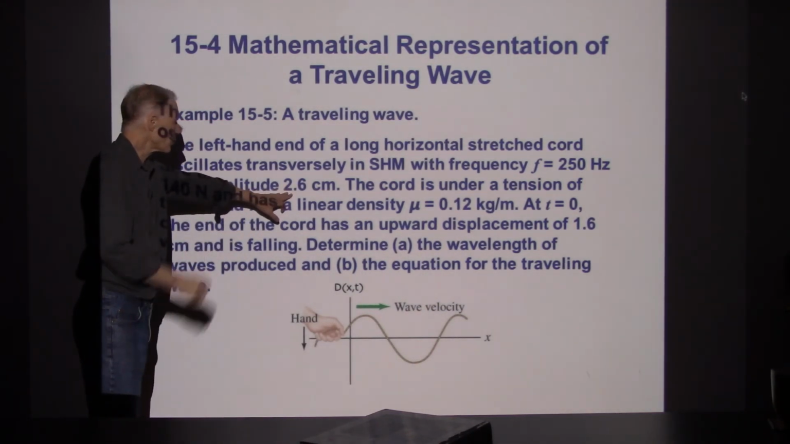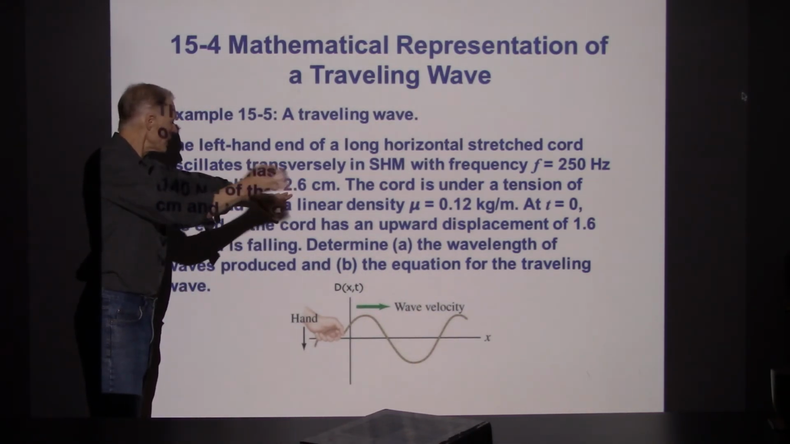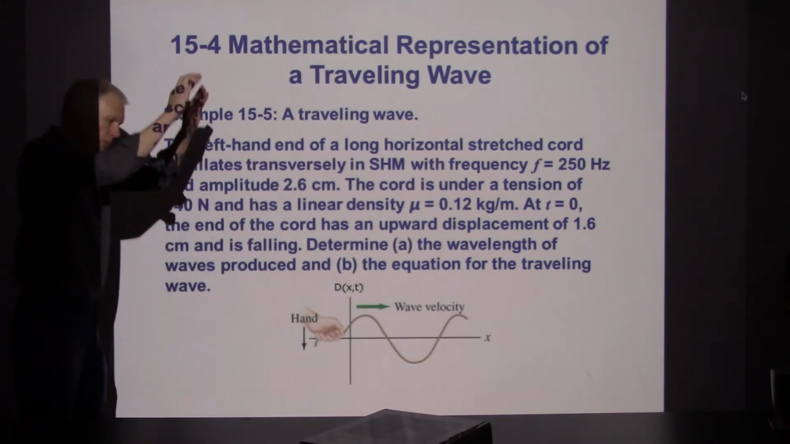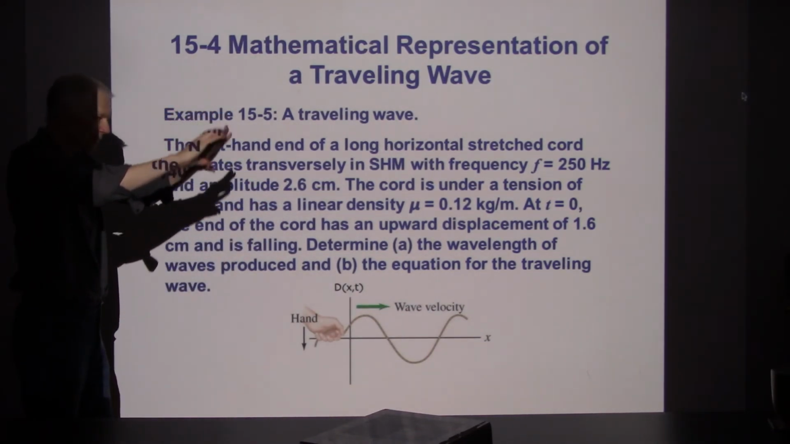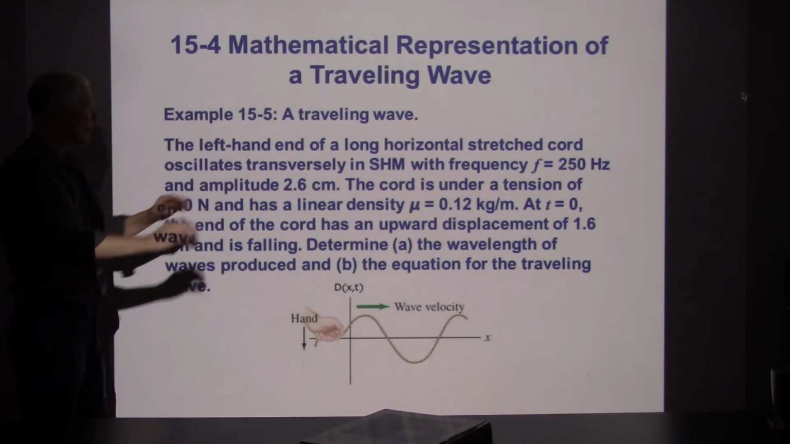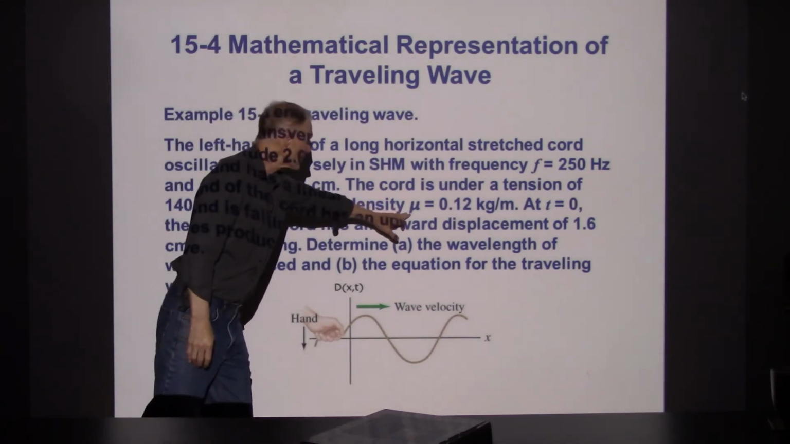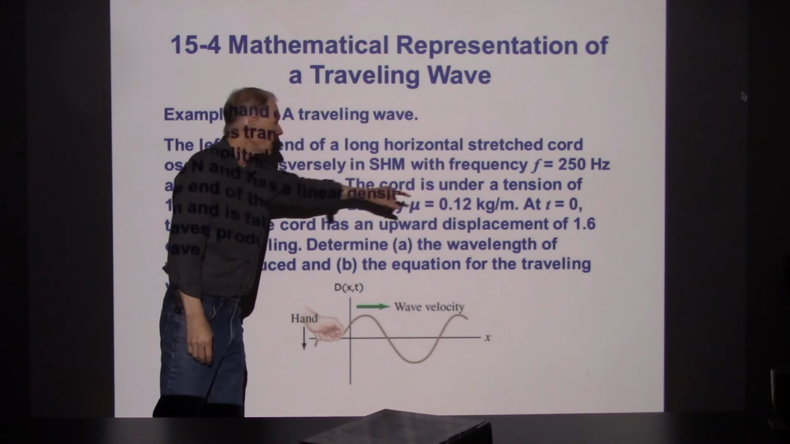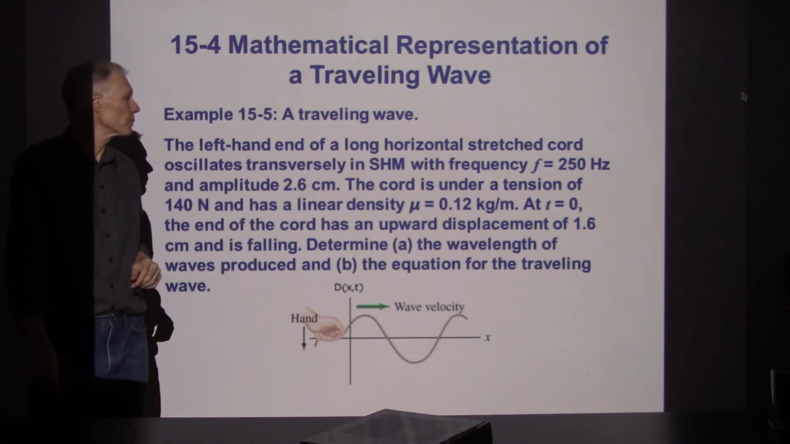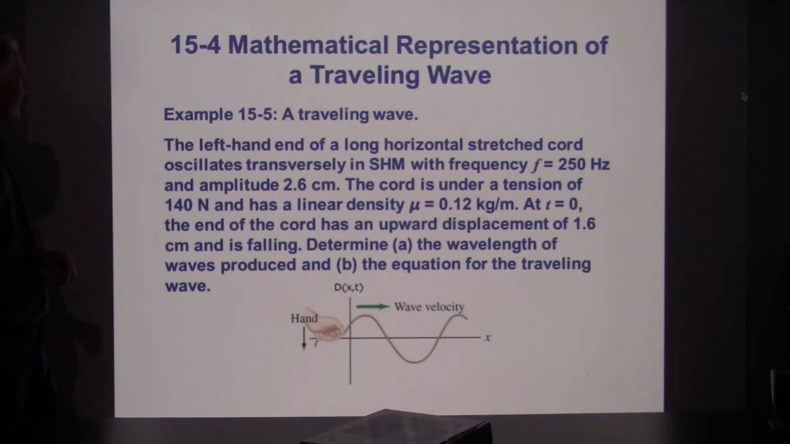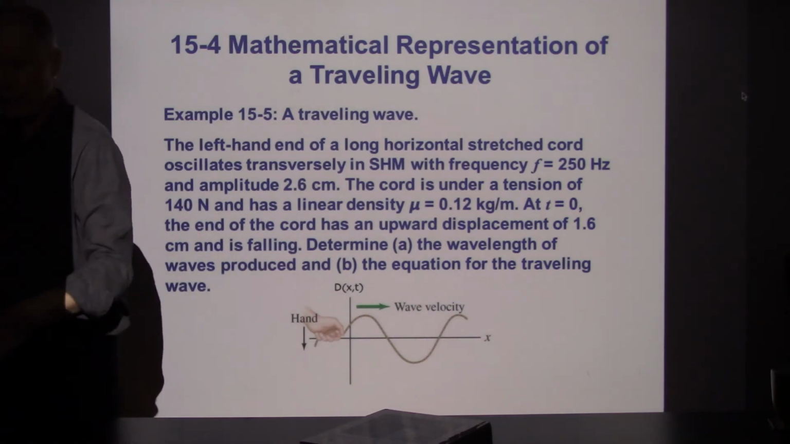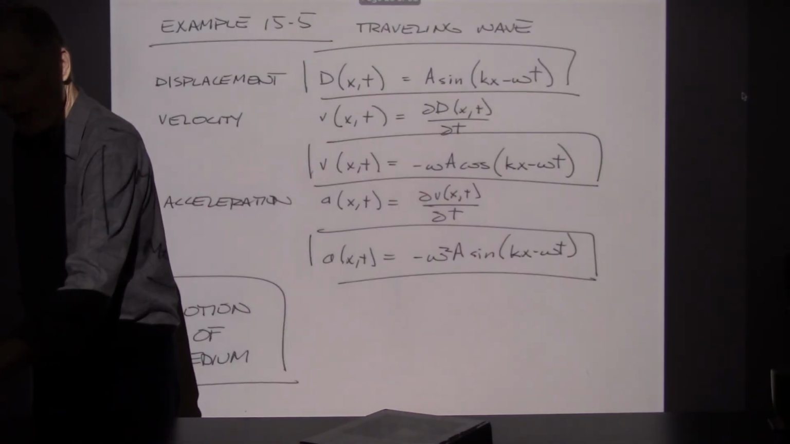And also, the person is maintaining a 2.6 centimeter amplitude. So it's going from plus 2.6 centimeters to minus 2.6 and back and forth. The linear density of the cord is 120 grams per meter. Ooh, that's kind of heavy. At t equals 0, the end of the cord has an upward displacement of 1.6 and is falling. Determine the wavelength for this traveling wave.